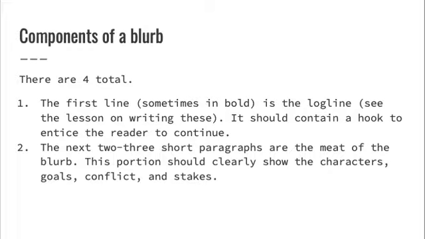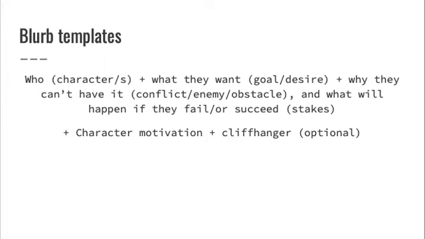2. The next 2 to 3 short paragraphs are the meat of the blurb. This portion should clearly show the characters, goals, conflict, and stakes. Blurb templates. Who, characters, plus what they want, their goal or desire, and why they can't have it, conflict, enemy, obstacle, and what will happen if they fail or succeed, the stakes, plus character motivation and maybe a cliffhanger, optional.